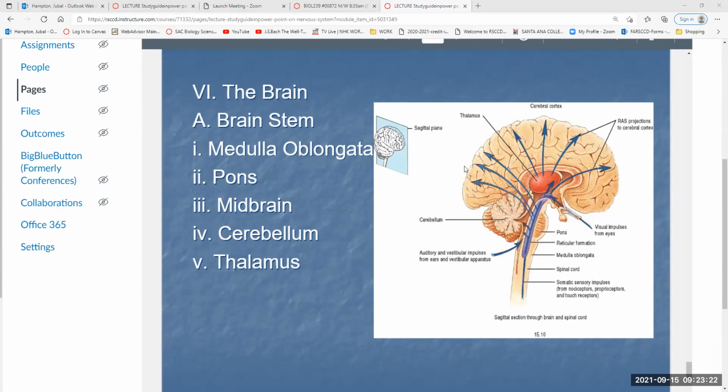Excellent. Now, here we have our brain. We have a left brain and we have a right brain. If we look at a sagittal section of the brain, we first will note the brain stem. The brain stem is composed of the medulla oblongata, the pons, the midbrain, the cerebellum, and the thalamus. These structures, in large part, control that which we don't think about, that which is considered an automatic reflex.